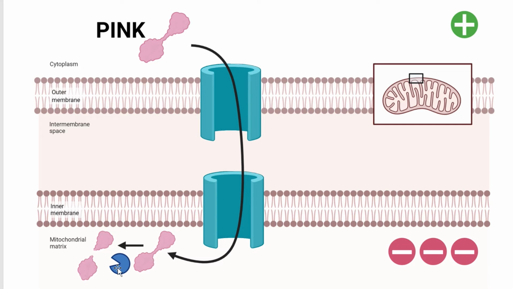And once it enters, what it does is it gets cleaved by another protein that is called LON, the LON protease. And there are a number of different proteases that do this, but LON is one of the big ones that have been identified as a protease, a protein that cuts up other proteins, to simplify that. So this protease will cut the pink protein and essentially make it less functional or make it non-functional.